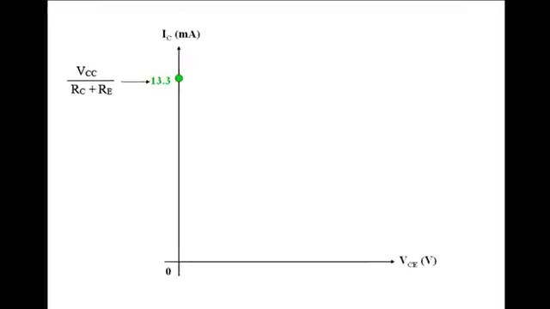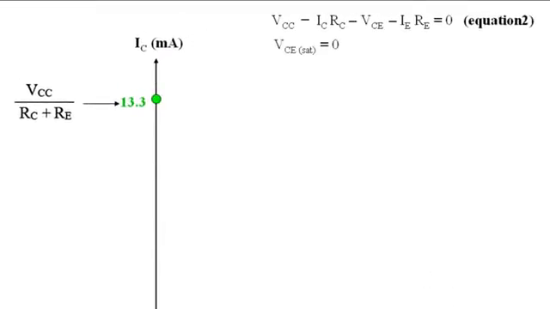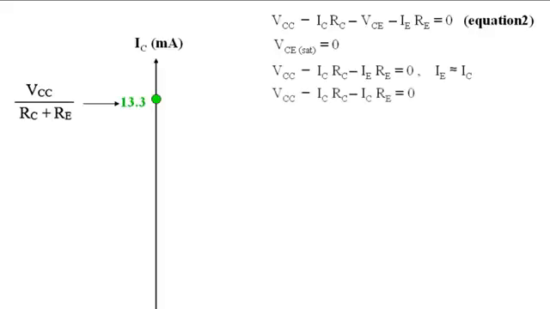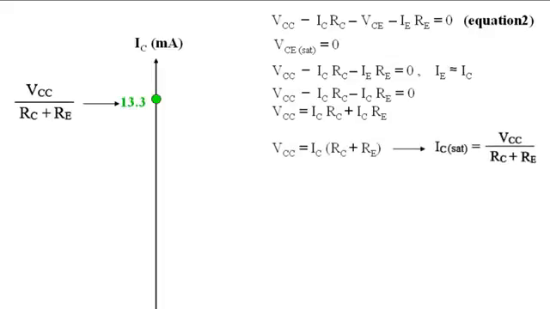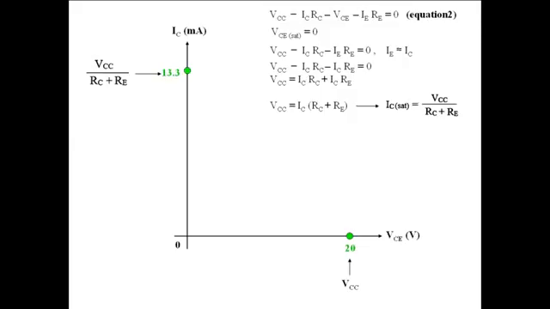This value is derived from equation 2. By substituting 0 for VCE and then IC for IE, we get this equation. And by rearranging the equation, we get IC equals VCC over RC plus RE. The cutoff point is located at VCC.